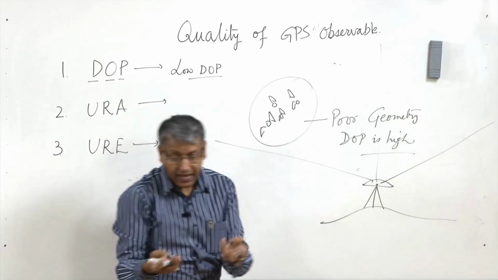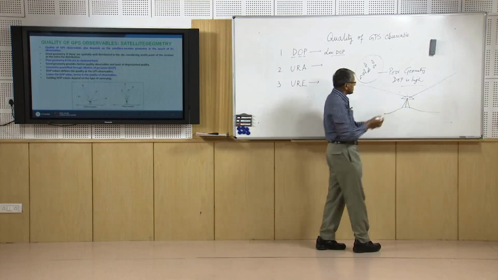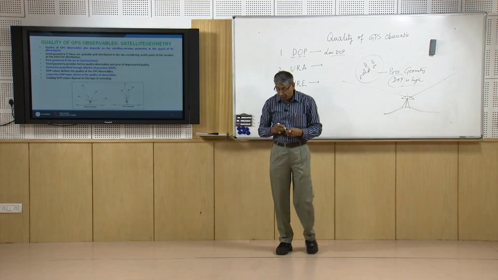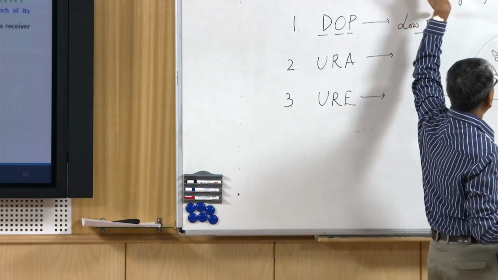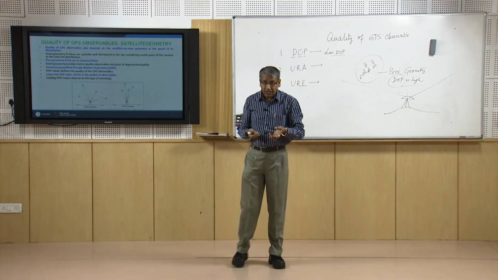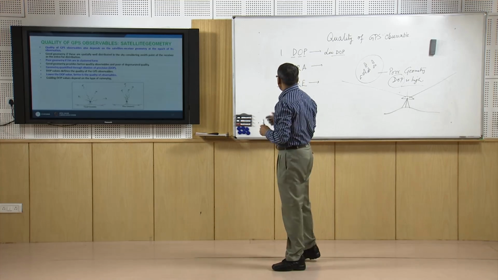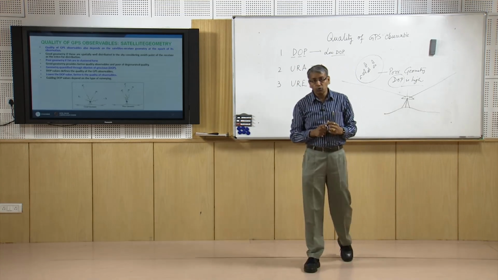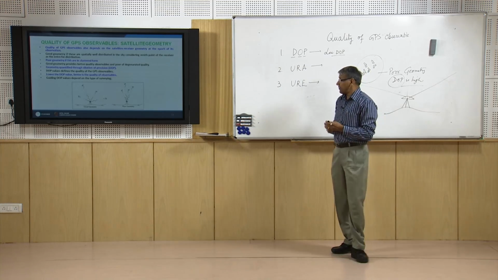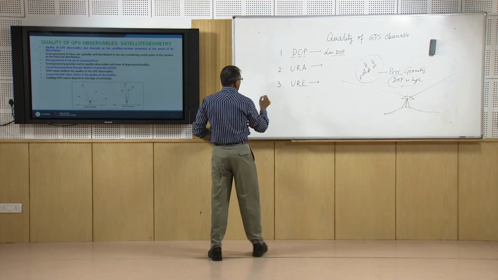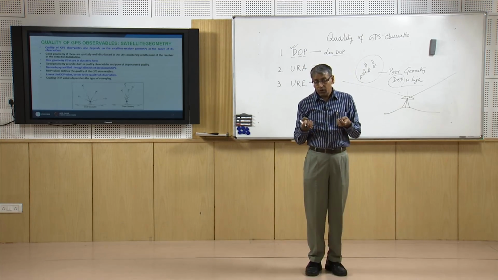So when we take our observation, the controller will provide us the DOP value. If the DOP value is low, then we expect that our observables are of good quality. If the DOP value is very high, like 8 or 10, something like that, then we will think that our observables are not of good quality, and we should stop taking our observation.